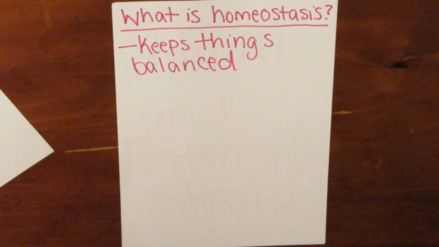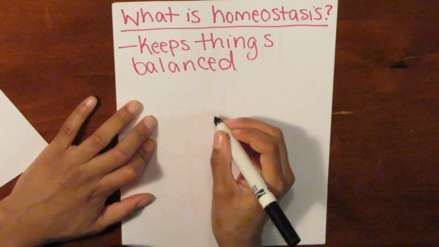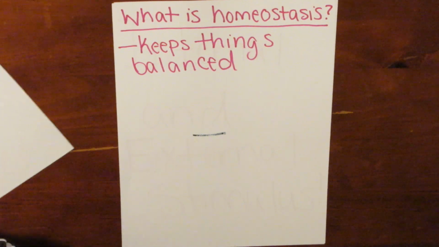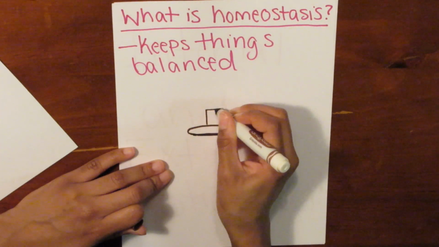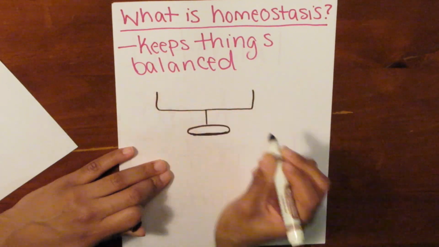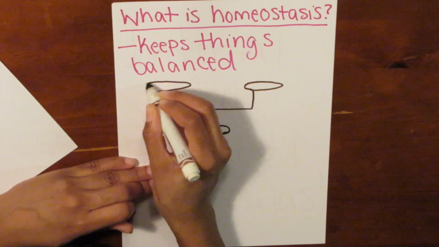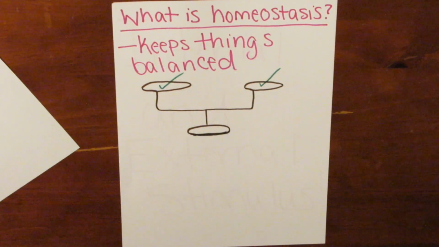Organisms always want to be balanced. They always want everything in the body or in the plant, whatever the organism is, to be equal, all the functions. So that's why I'm drawing a scale so that you guys can picture in your head homeostasis means to keep things balanced. Things are equal. So when you think of homeostasis, think of a scale. Think about keeping things balanced. So that's why we have internal and external stimulus.